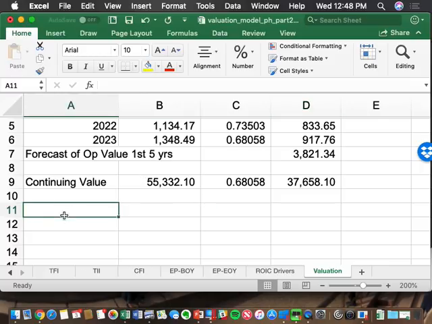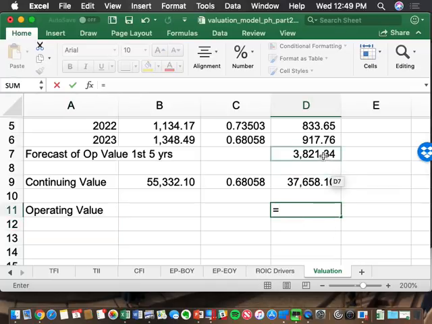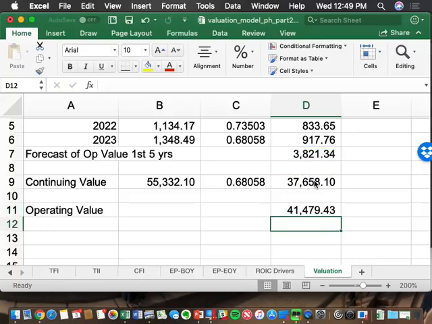So the overall operating value that we are forecasting for Parker Hannifin is the 3.8 billion in the first 5 years, plus the 37.6 billion into perpetuity, or approximately $41.479 billion. That is the operating value of the free cash flows, assuming that our free cash flow formula is correct in terms of our assumptions.